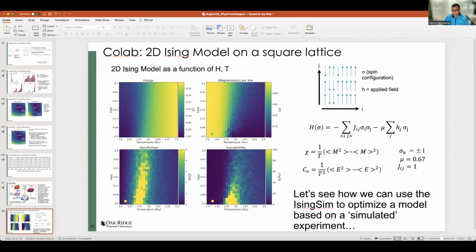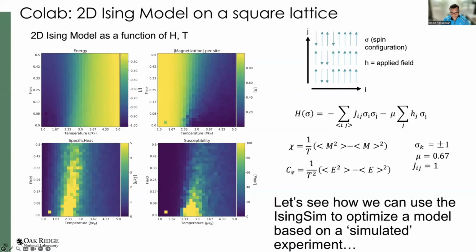So what I want to do then is look at an example of how we can do statistical distance minimization, and we are going to simulate an experiment. We are going to assume that we have a simulation model. In this case, the simulation model is the 2D Ising model on a square lattice.